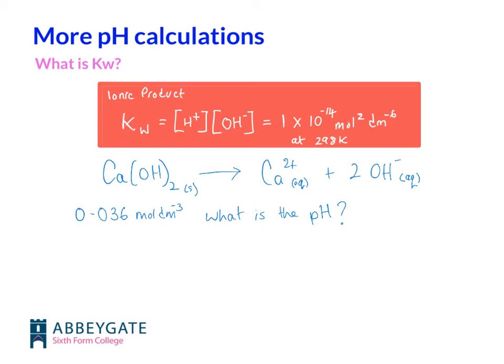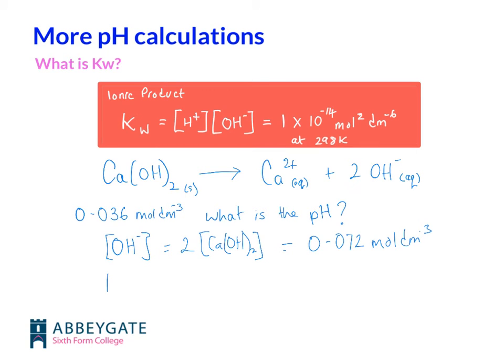Okay, so my hydroxide ion concentration is going to be equal to 2 lots of my calcium hydroxide concentration. So it is going to be equal to 2 lots of 0.036. That's going to be 0.072 moles per decimetre cubed.